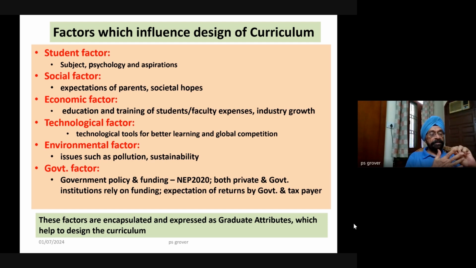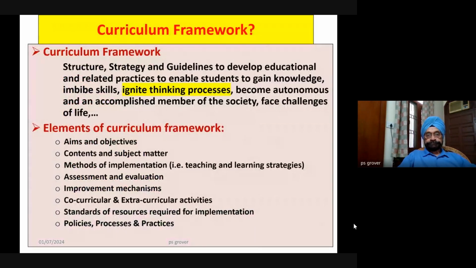As I mentioned earlier, programs can be at the level of certificate, they can be at the level of diploma and so on. But then how do we take care of these factors? These factors are encapsulated and expressed as graduate attributes, which help to design the curriculum. In simple terms, the expectations of the stakeholders are expressed as graduate attributes, and graduate attributes further lead us to design of the curriculum.